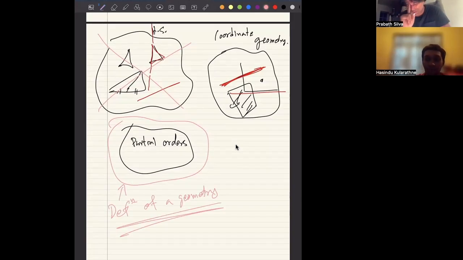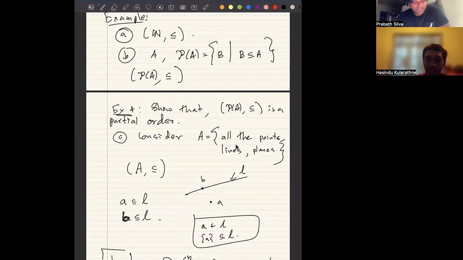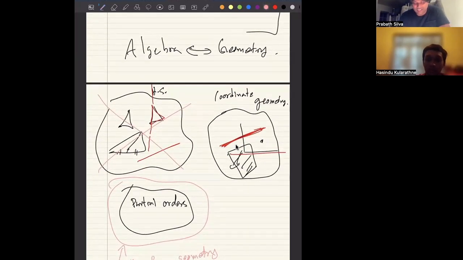Okay, so give me a second. In the example we have done here, we have shown that these are all the points, lines, and planes in a space. What you're really doing is thinking in terms of the coordinates in here, right? So these are the lines, planes, and points in coordinate geometry. Those will form a partial order, right? So it's easy to go from here to here. But how about this way?